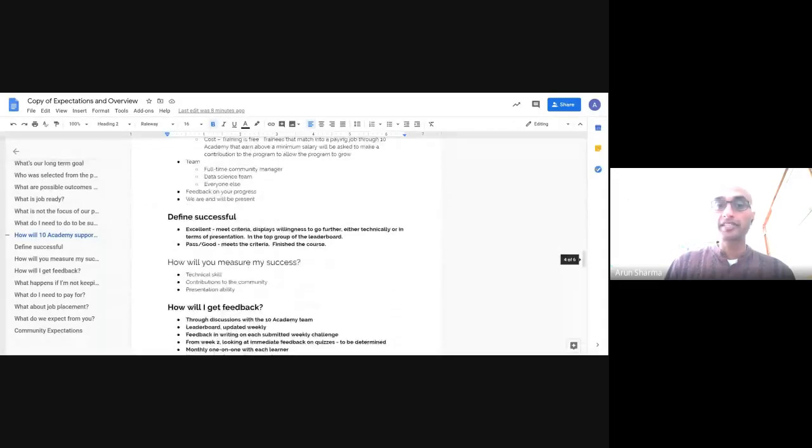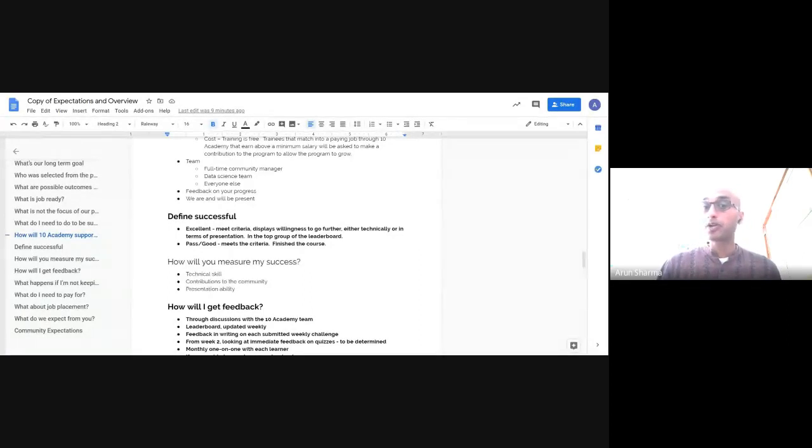It's there in the document. For us, somebody who is good is somebody who meets the criteria and finishes the course. Somebody who is excellent is somebody who meets the criteria, displays the willingness to go further, either technically or in terms of presentation, they add to the community, they understand the material, perhaps at a level which is deeper than what's written in the documents, and they think about the problem that's actually being set out and think about other ways that it could be solved.